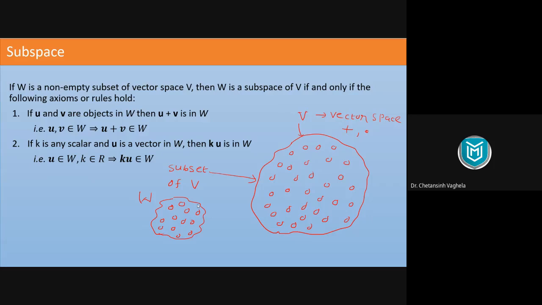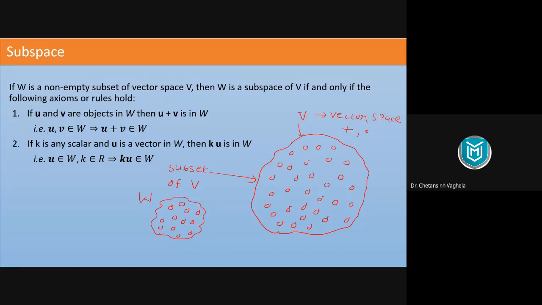Because we are taking all the objects from V, and V is already a vector space. So if I choose these same objects from V, and if I create a smaller set, do you think it will be vector space again? Yes, sir. Really? Okay. Let me explain this thing with example.